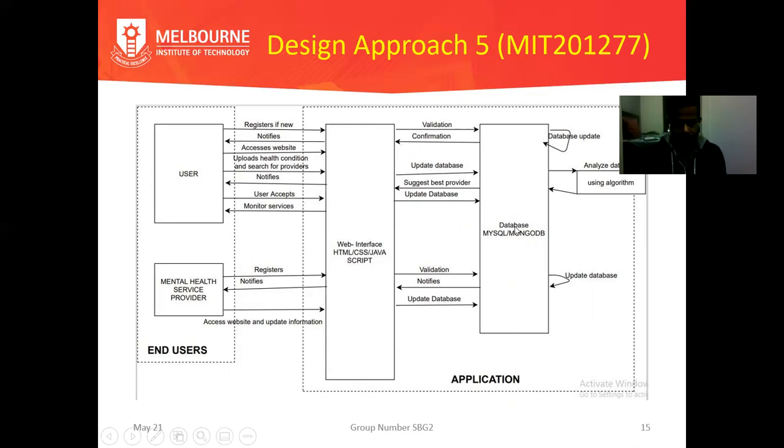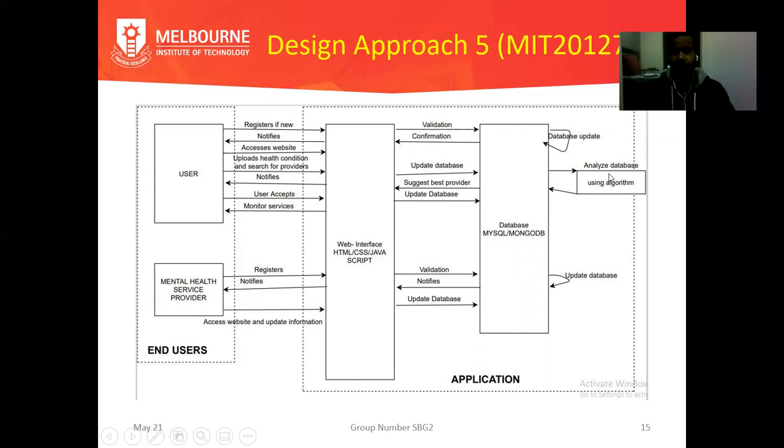The user gives more information about the health issues he's been going through. That information gets stored in the database, and it gets analyzed, and based on the issues he's having, the best healthcare service provider is recommended to the user. The user checks the recommendation, he accepts that, and that information gets stored in the database. And after this, these services are being monitored. They keep a check on the user to see if they are satisfied with the services recommended to them.